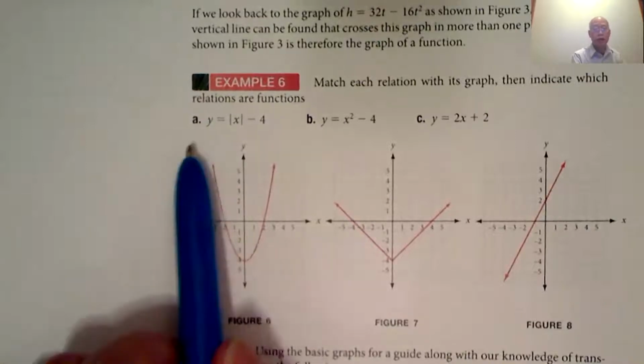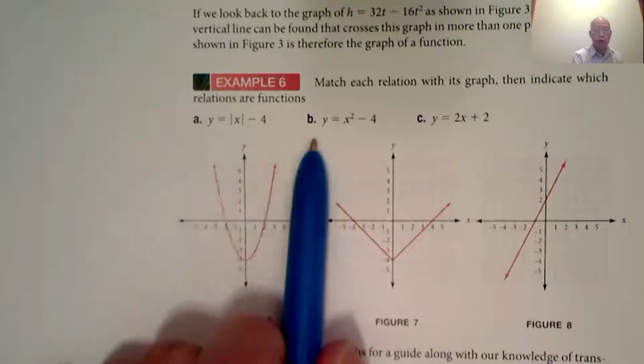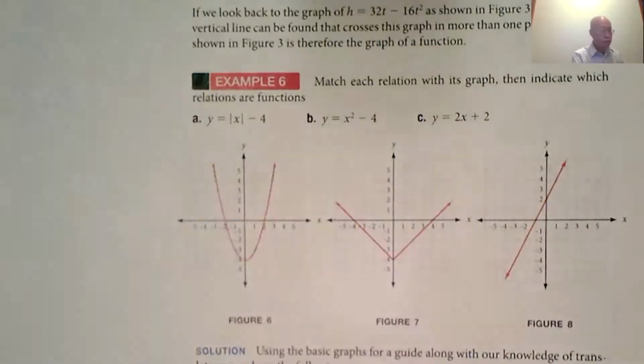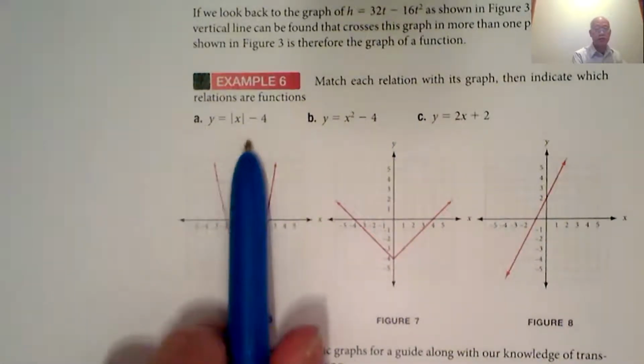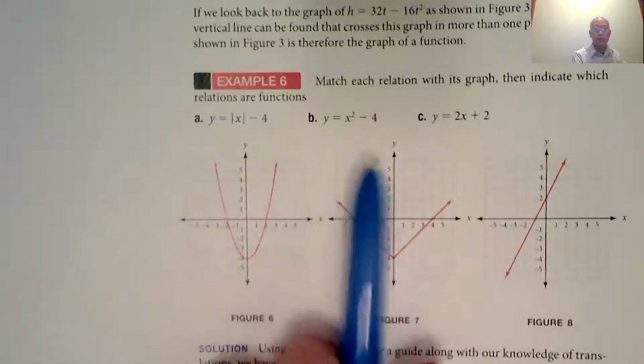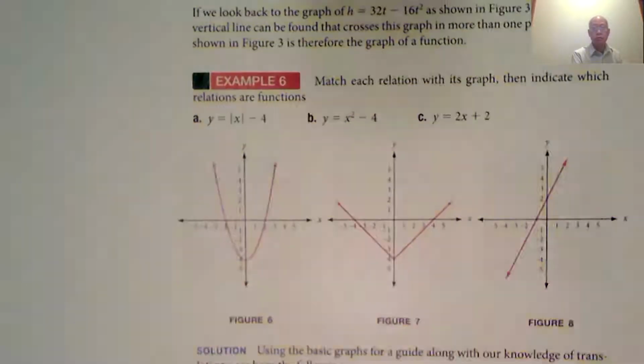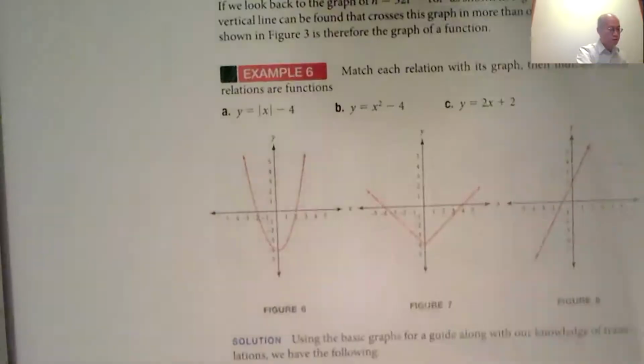Normally, when you have a function, you can isolate the y. So notice y is isolated in each of these. y equals the absolute value of x minus 4. y equals x squared minus 4. y equals 2x plus 2. Those are all examples of functions.